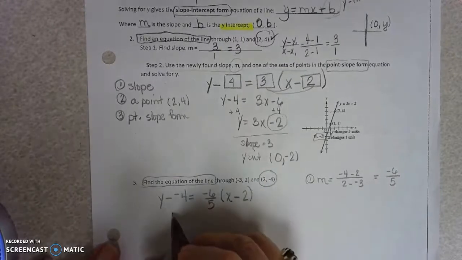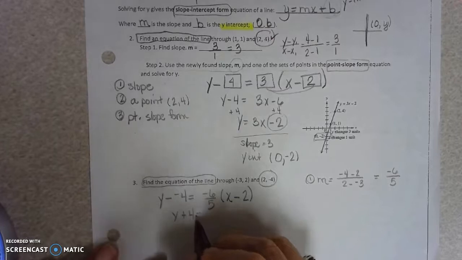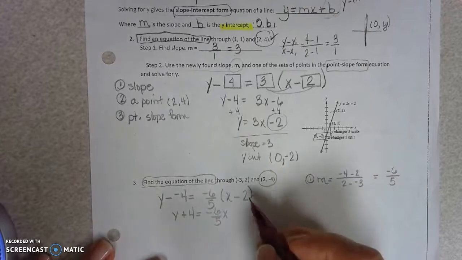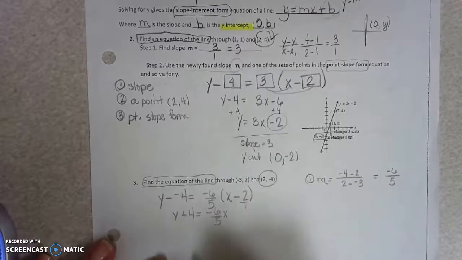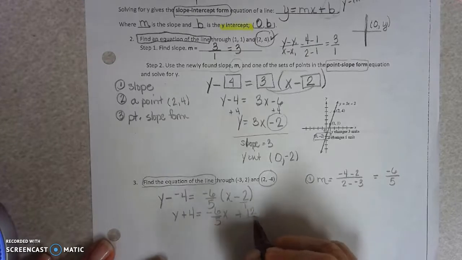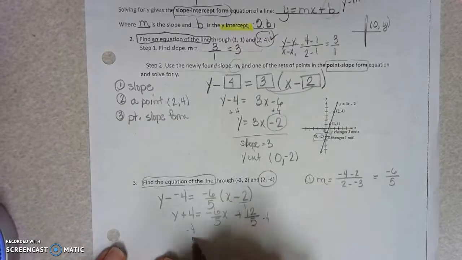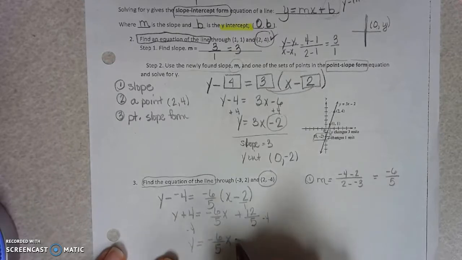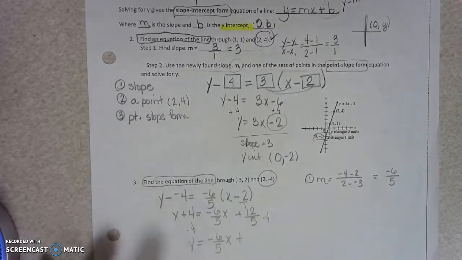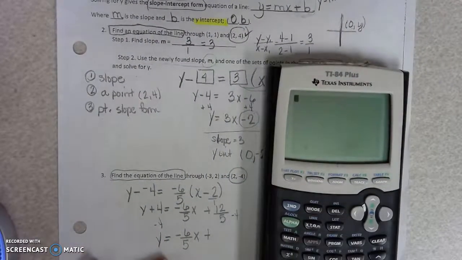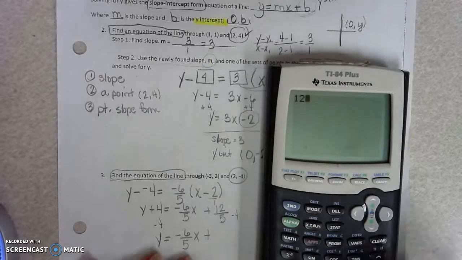Okay, oh, this is going to be kind of messy because it's a fraction. Distribute, so -6 over 5x. -6 times -2 is a +12 over 5. Subtract 4 from both sides. y equals -6 over 5x plus, let's see, 12 over 5. Let me see if I can do this.